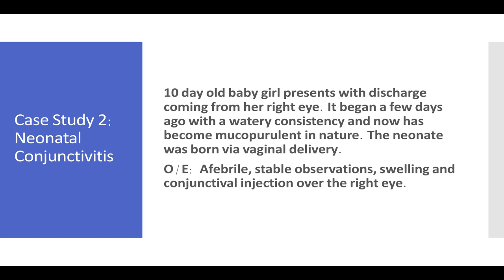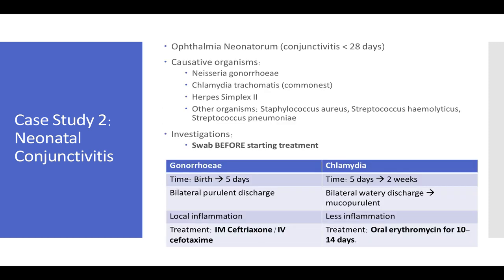On examination, the neonate is afebrile with stable observations. However, there is swelling and conjunctival injection over the right eye. This case is very typical of ophthalmia neonatorum, also known as neonatal conjunctivitis, as this occurs within 28 days of birth. This is a form of conjunctivitis that is contracted by newborns during the delivery, as the baby's eyes are often contaminated during the passage through the birth canal, if the mother is infected.